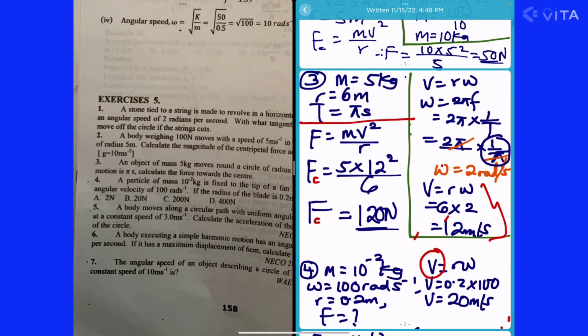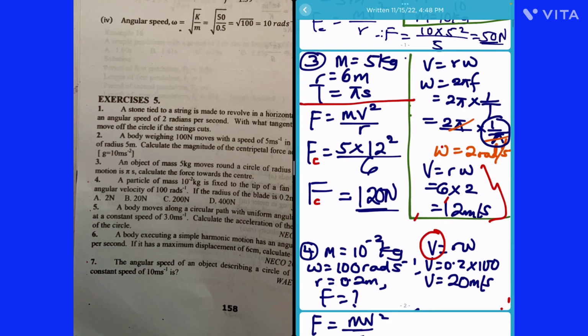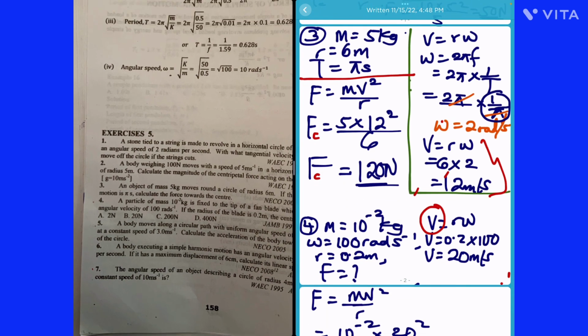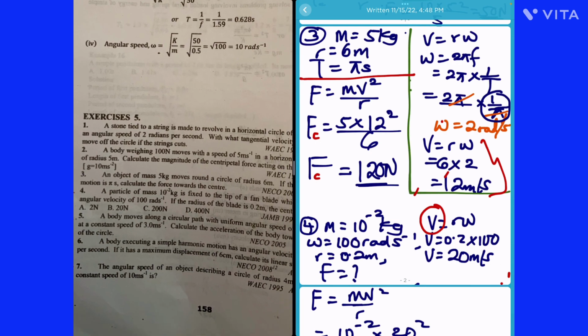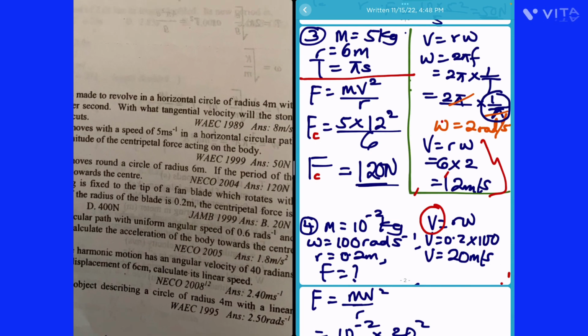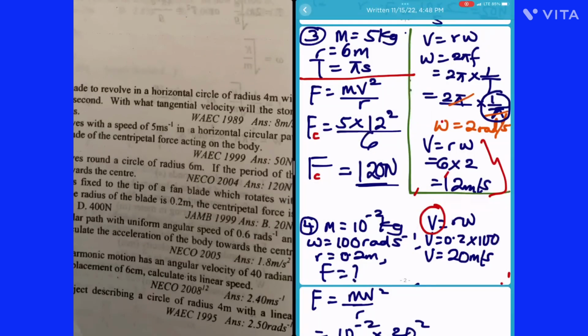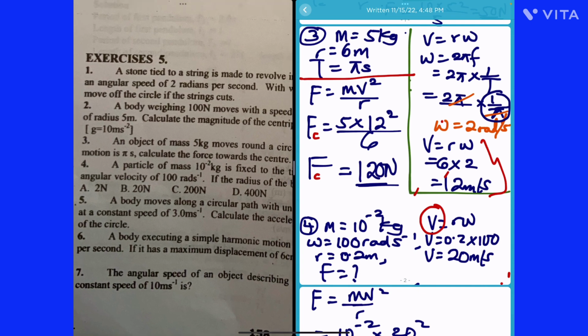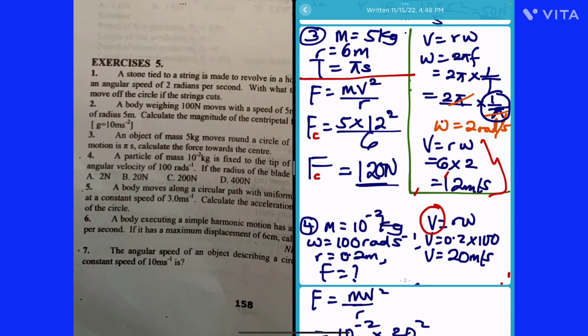Next, question 3 says, an object of mass 5 kg moves round a circle of radius 6 meters. It says, if the period of motion is pi seconds, calculate the force towards the center. The force towards the center is the centripetal force. So this is a simple question.